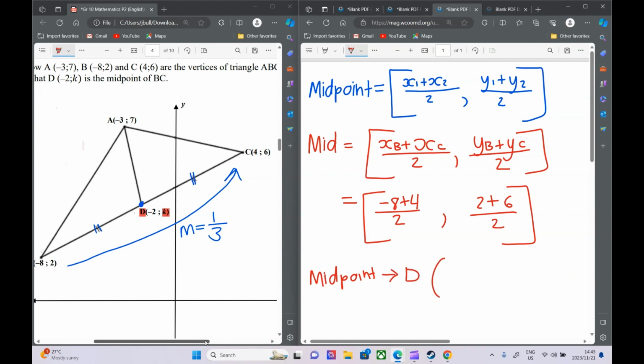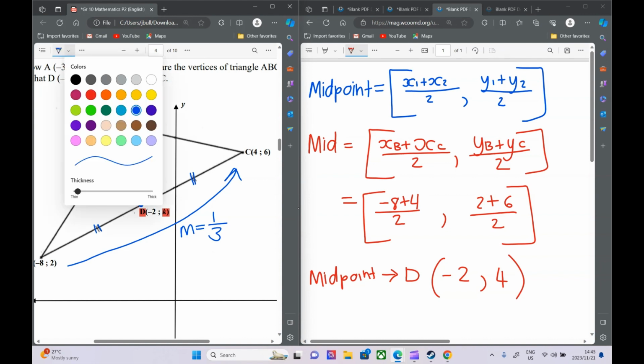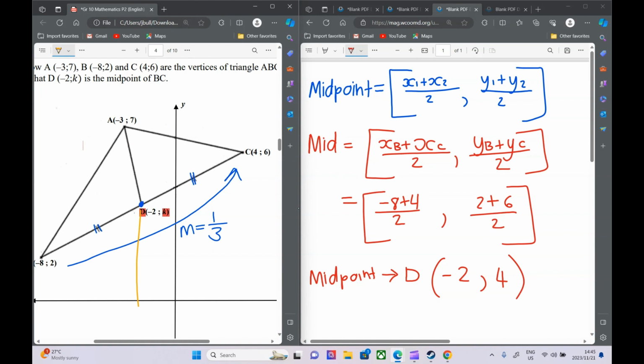So minus 8 plus 4 is minus 4. Minus 4 divided by 2 is minus 2. We know we've done that right because we've gotten that same minus 2 that we should have had. The second one, 2 plus 6 is 8. And then 8 divided by 2 is 4. Which makes sense. If you look at this, it has to be a positive y value. And if I draw up here, that is about a height of 4. So that is what we have worked out there, that k is 4.